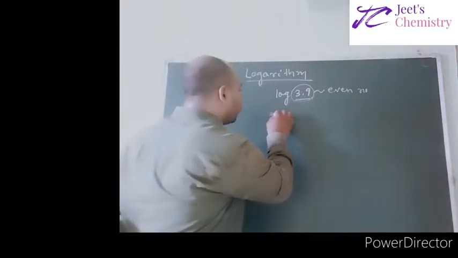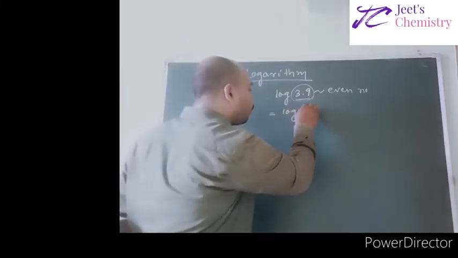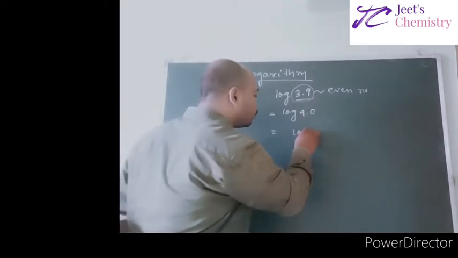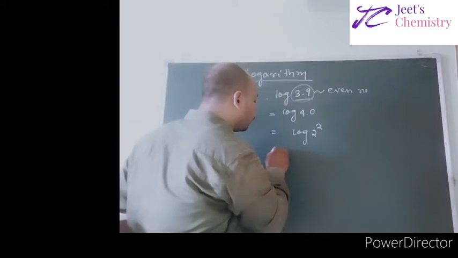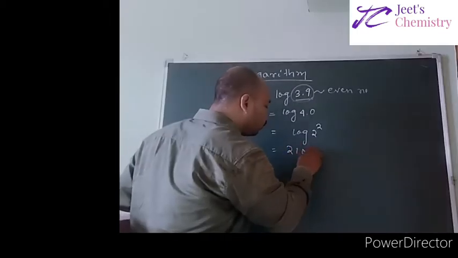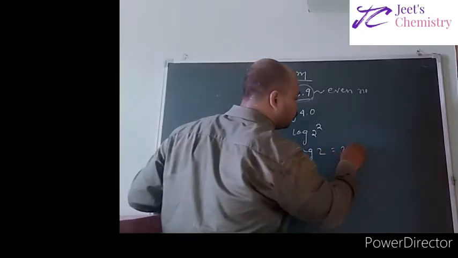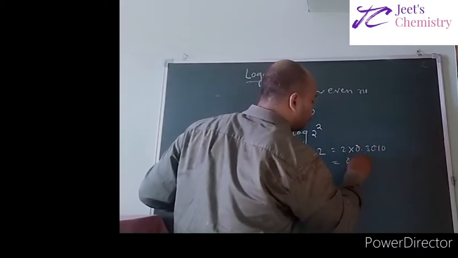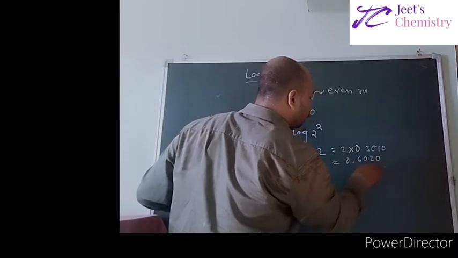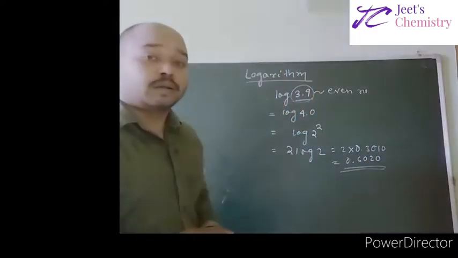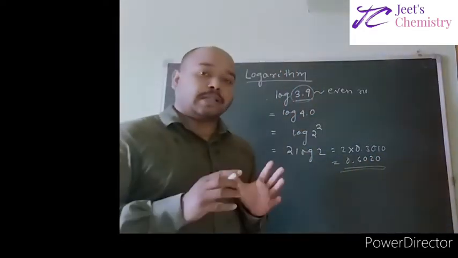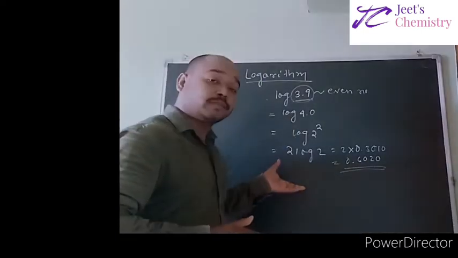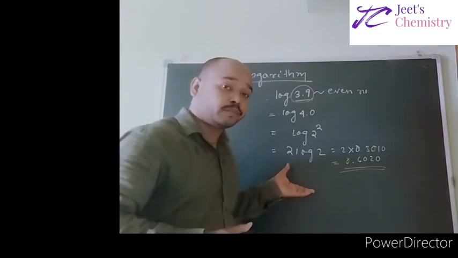That is, we will get log 4.0. 4.0 means log 2 to the power 2. It will be 2 log 2. So your answer is 2 into 0.3010, that is equivalent to 0.6020. Now I think you can find out how to calculate the logarithm value.